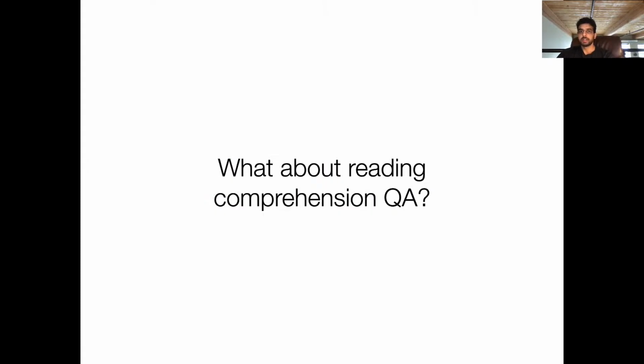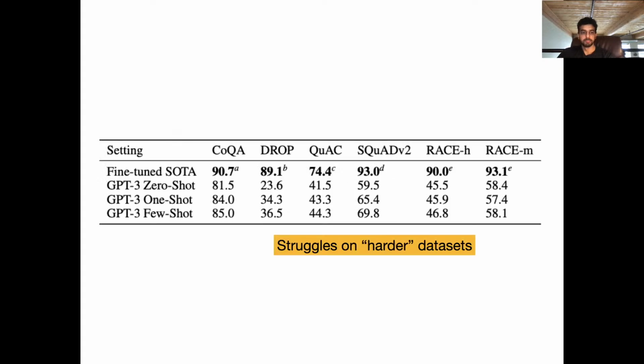All right, so I also wanted to talk about reading comprehension QA. We talked about SQuAD and stuff a lot. So how does this zero, one, and few-shot setting with GPT-3 do compared to the state of the art? The results here are a little mixed. For simpler datasets, like the CoQA dataset, the few-shot setting is actually very close to the state of the art using pre-train and fine-tune on the entire training dataset. So this is a very impressive result.